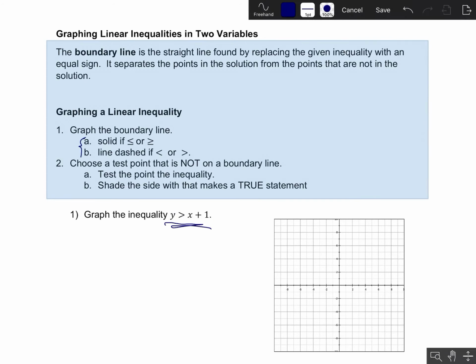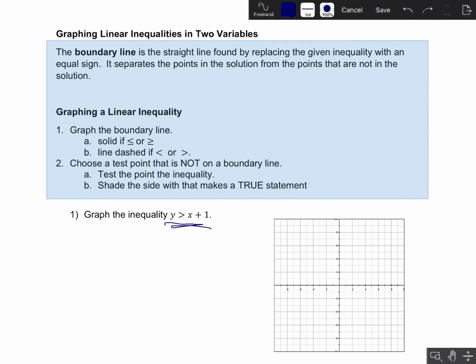Usually we graph the boundary line as being solid if there's a non-strict inequality. So if we allow equality, we'll write a solid line. That's because that line belongs in the solution set. And we'll do a dashed line if you have a strict inequality. That's because that boundary line then would not qualify as part of the solution set, so it should not be included in the solution set.